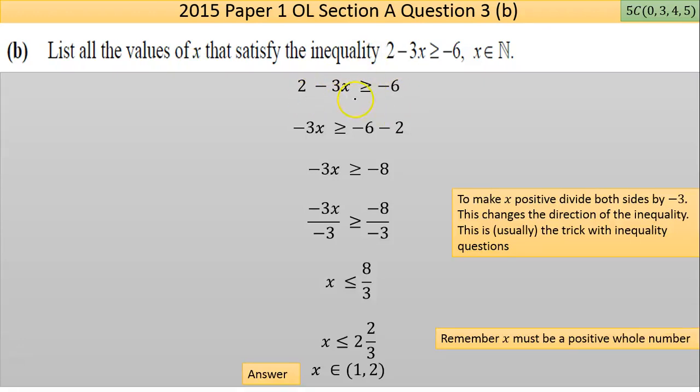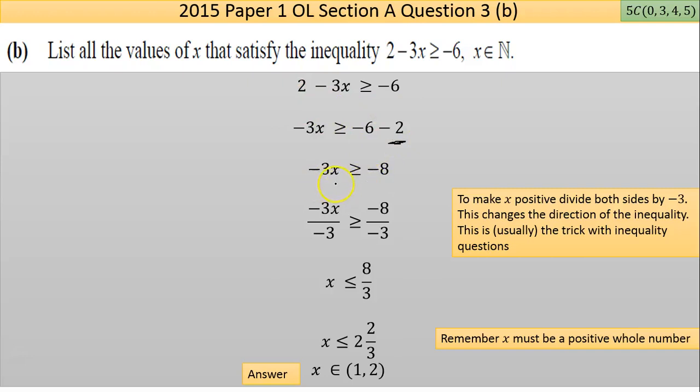So I've written out my inequality. Now I can treat this just like algebra. If you're bringing something across the inequality, it changes sign. So what I'm doing here is bringing the 2 across, so it ends up on the right hand side. It was being added on the left, so it becomes subtracted on the right. I'm just going to do that little calculation: minus 6 take away 2 is minus 8.